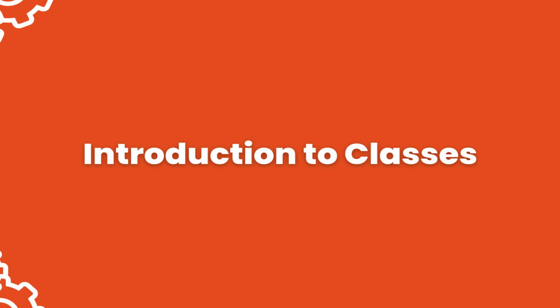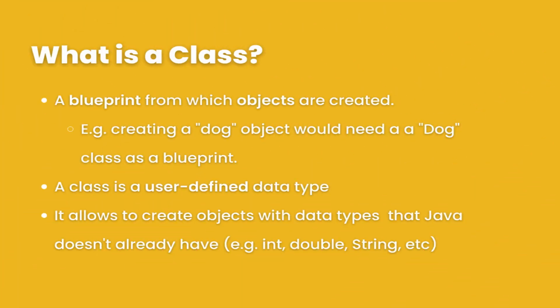So object-oriented programming involves many different concepts, but it is really based on two main things, classes and objects. In this video, you will learn about classes. So what is a class in object-oriented programming? A class is a blueprint from which objects are created. For example, if we want to create an object that is a dog, then we would need a dog class that provides a blueprint for creating a dog object.